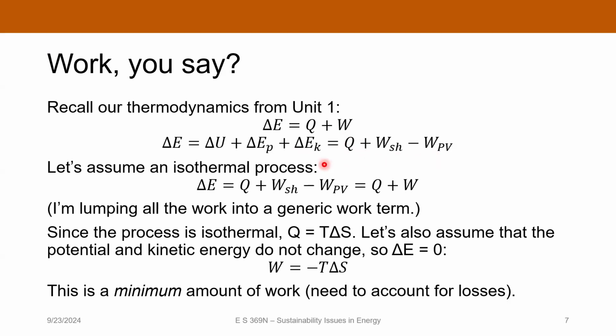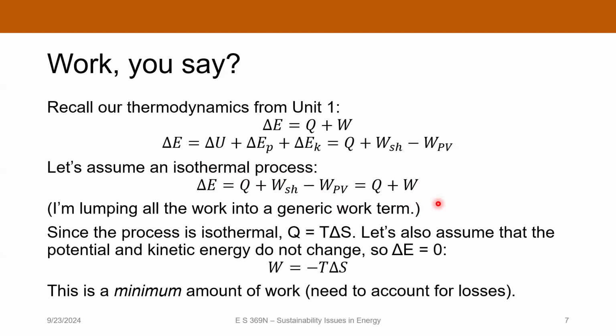Now we'll keep this isothermal. And so that means that there's no change in internal energy. We'll also assume that this is a stationary system that's not accelerating and it's not changing its position with respect to any potential field. So all this stuff can be lumped together, and we see that the change in energy is just the heat transfer plus a generic work term that I'm throwing in, okay? So that's what we end up with for our energy balance.